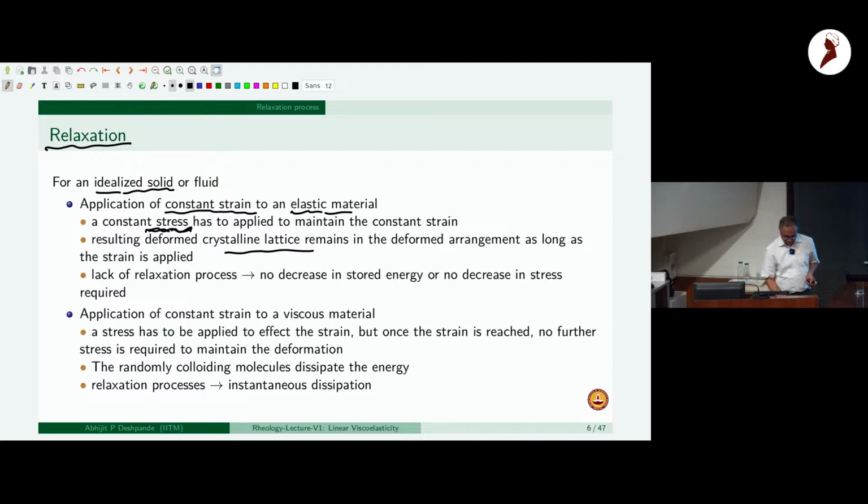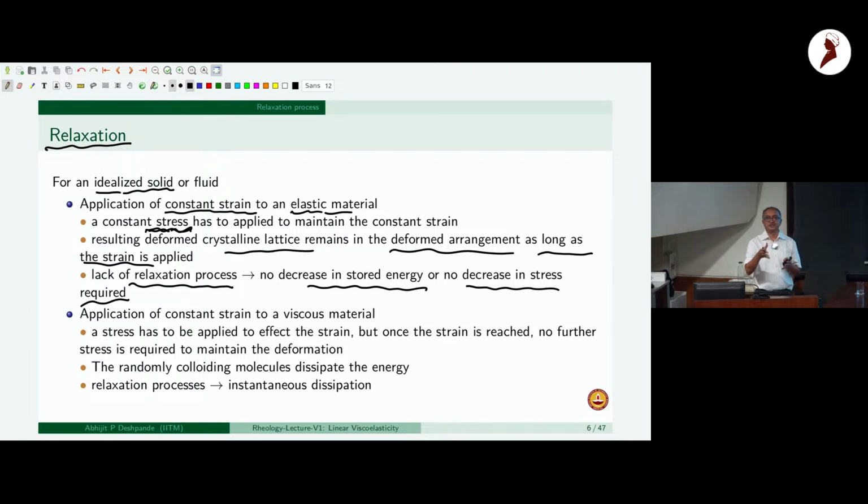As I mentioned, the crystalline lattice remains in the deformed arrangement as long as the strain is applied. So if I apply the strain, which means I have to impose a force, as long as I keep the strain fixed, the same amount of force will need to be imposed on the material. And so there is no relaxation process in the system. The stored energy remains and there is no decrease in it, and no decrease in the stress required to keep the material at the new deformation. At the atomic scale, you are deforming and changing the unit cell, and it remains so.